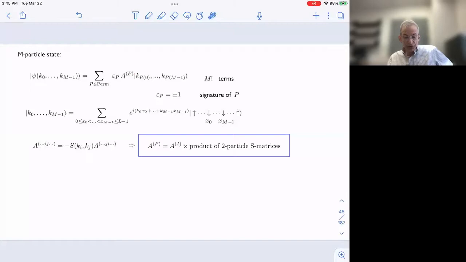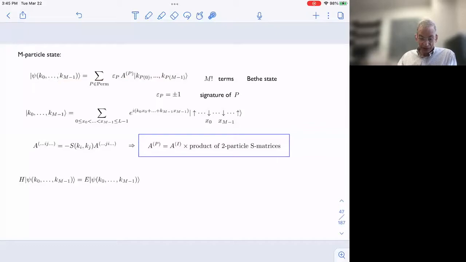All right, so the statement is that this vector constructed this way will be an eigenvector of the Heisenberg Hamiltonian. The corresponding eigenvalue, E, is just going to be given by the sum of the individual one particle energies.